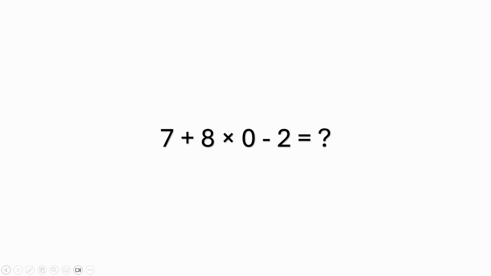I've got a simple mixed operations problem for you here that mixes addition, multiplication, and subtraction. I want to see if you can figure out the answer to this problem. It's 7 plus 8 times 0 minus 2 equals what?